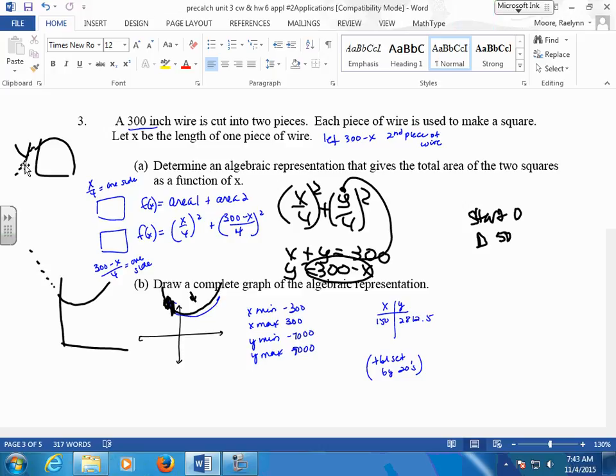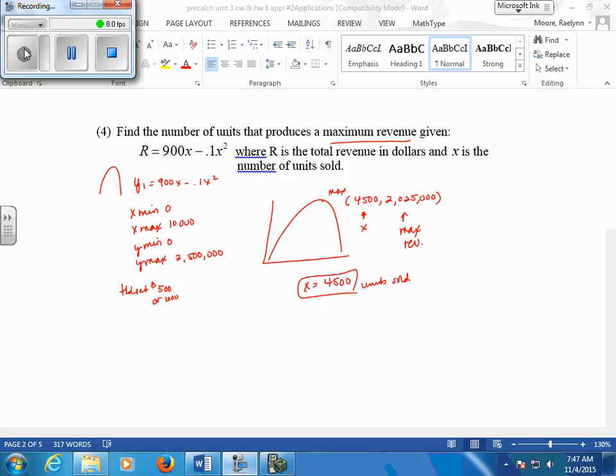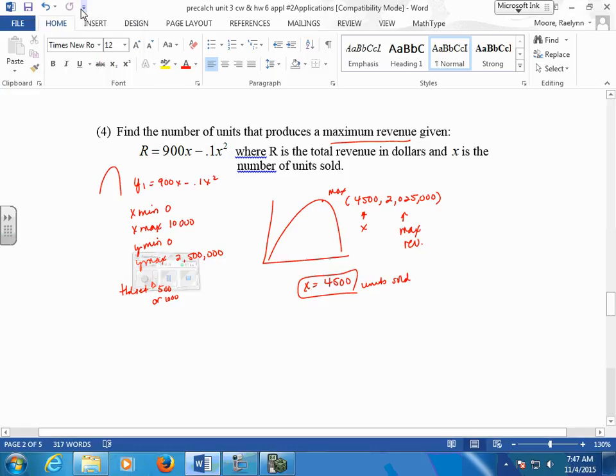Okay, let's graph this. This one was a little trickier. This one, you really had to watch your window because you're looking for the number of units that produces a maximum revenue. Revenue is when you sell something. So your units obviously are going to have to be quite a bit, right? Your revenue would be very high, wouldn't it? So your revenue is going to be high. And your revenue generally goes based on your units sold.